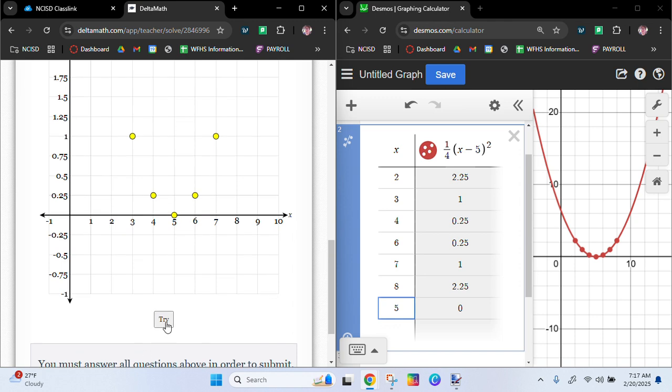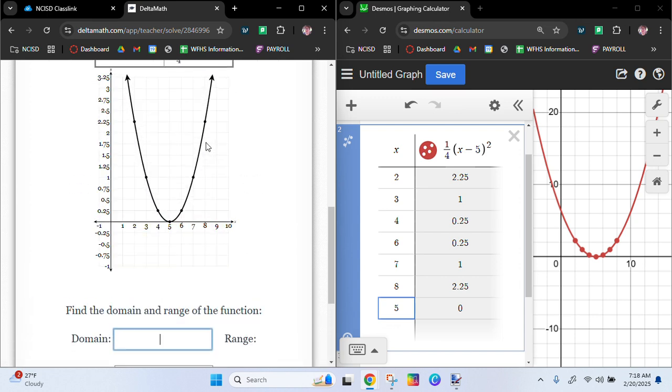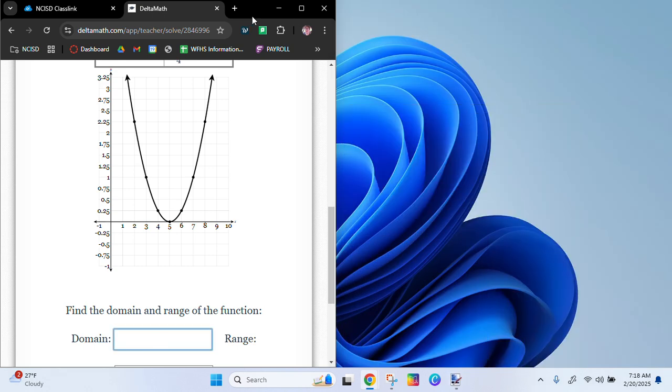And we have to have 5 points in order to graph it. So we're going to try that. Correct. We've graphed it correctly. And they are showing the parabola being drawn. And now that we have the parabola, it is asking us for the domain and the range. Now, I'm going to go ahead. We don't need that anymore or that. I'm just going to make this larger.